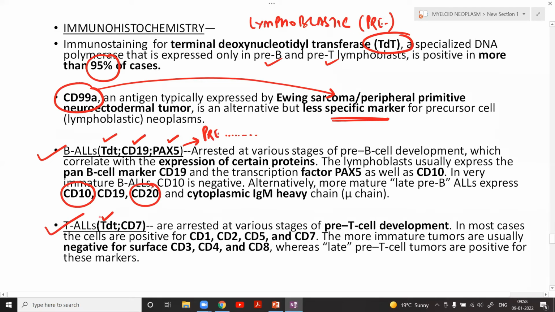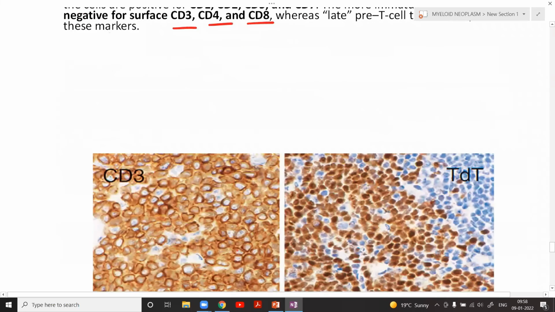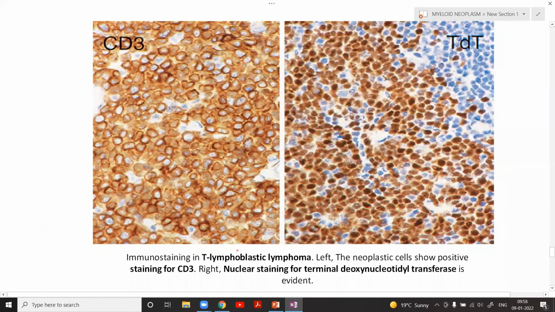For T-ALL, the markers that we use mainly are TdT and CD7. That is the best marker. Other markers in the early precursor stage, CD1, 2, 5, 7, will come out positive. In the later stage of the precursor stage, CD3, 4, and 8 will come out positive. I hope this marker system is clear for you all. This is just one example. The TdT staining has confirmed the lymphoblastic nature of the tumor, whereas the CD3 has confirmed the T cell origin of the tumor.